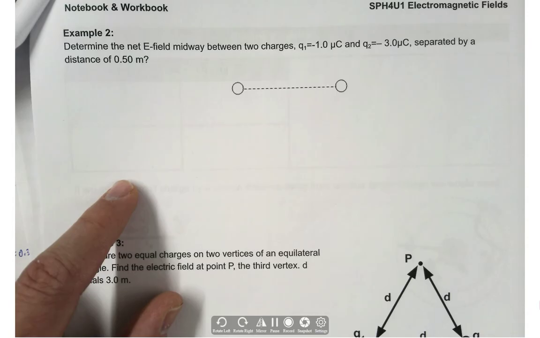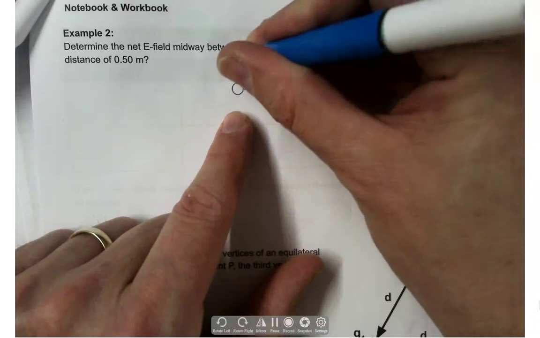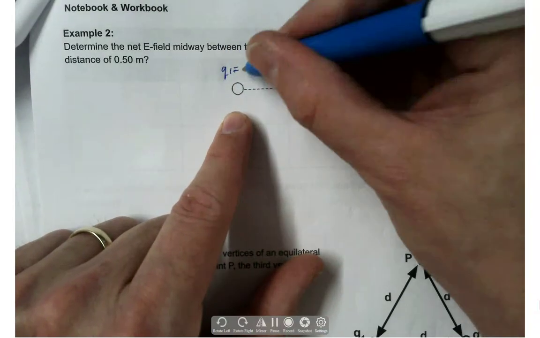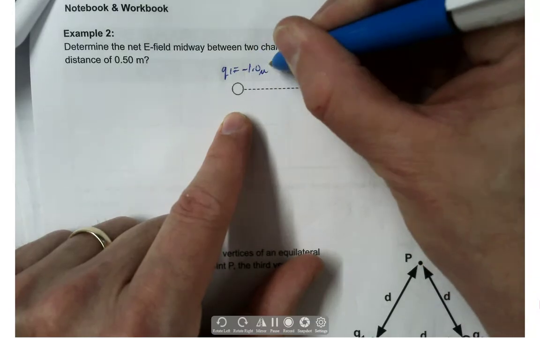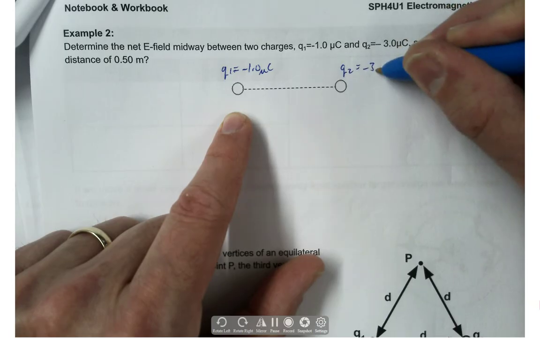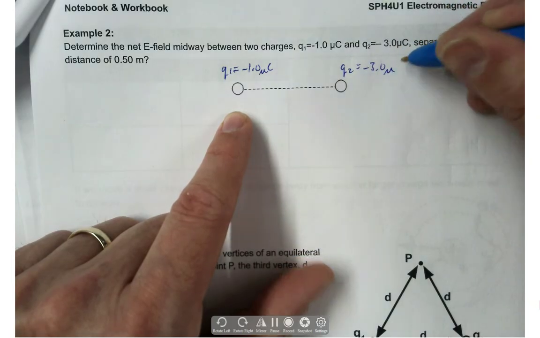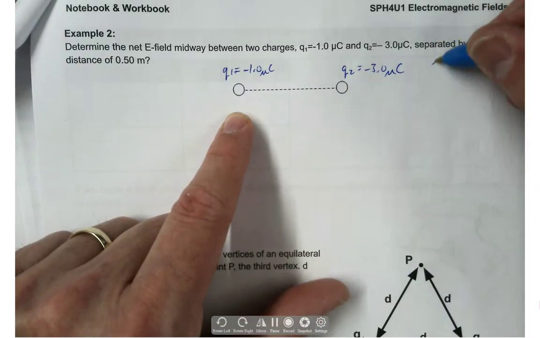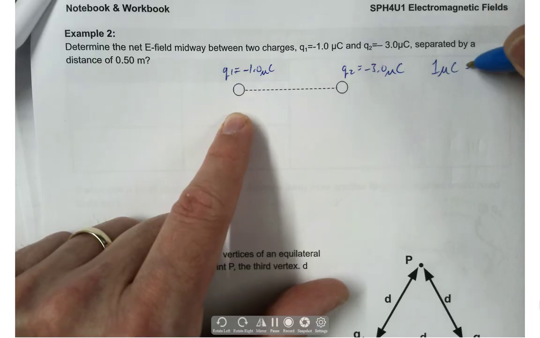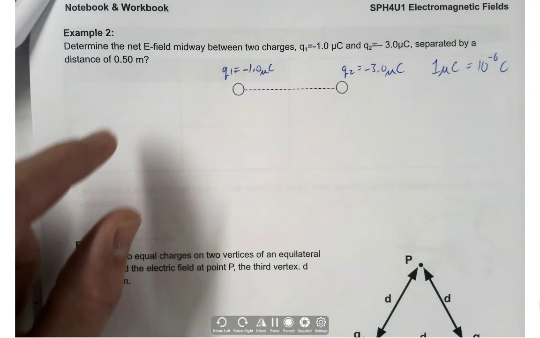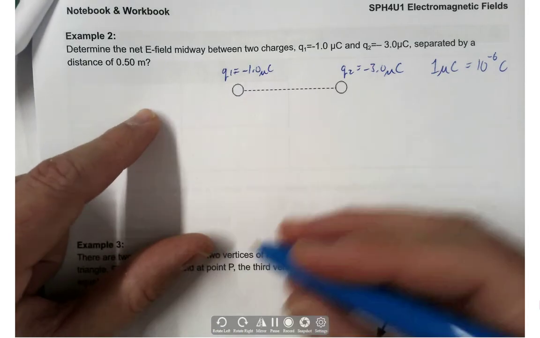All right, so we've got these two point charges, Q1 and Q2. Q1 is negative 1.0 microcoulombs. Q2 is also negative, but 3.0 microcoulombs. And just a reminder that a microcoulomb is a millionth of a coulomb, so 10 to the power of negative 6. 1 microcoulomb is 10 to the power of negative 6 coulombs. So we'll have to convert over to our SI units.